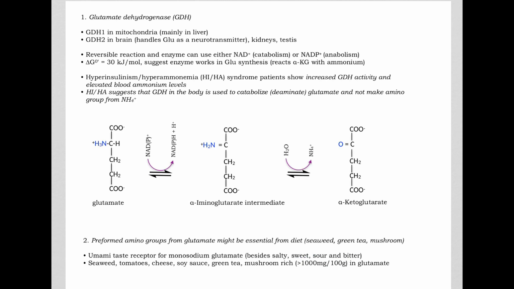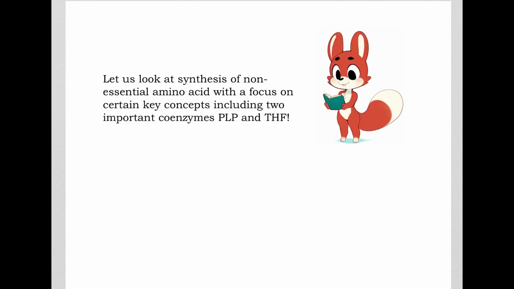So to summarize, the carbon skeleton comes from main street, while the amino group mostly will come from the amino acid glutamate that we get from our diet, and a little bit might come from this glutamate dehydrogenase reaction. So let's look at the synthesis of the non-essential amino acids, and we'll also talk about two important coenzymes, pyridoxal phosphate, PLP, and tetrahydrofolate, THF.